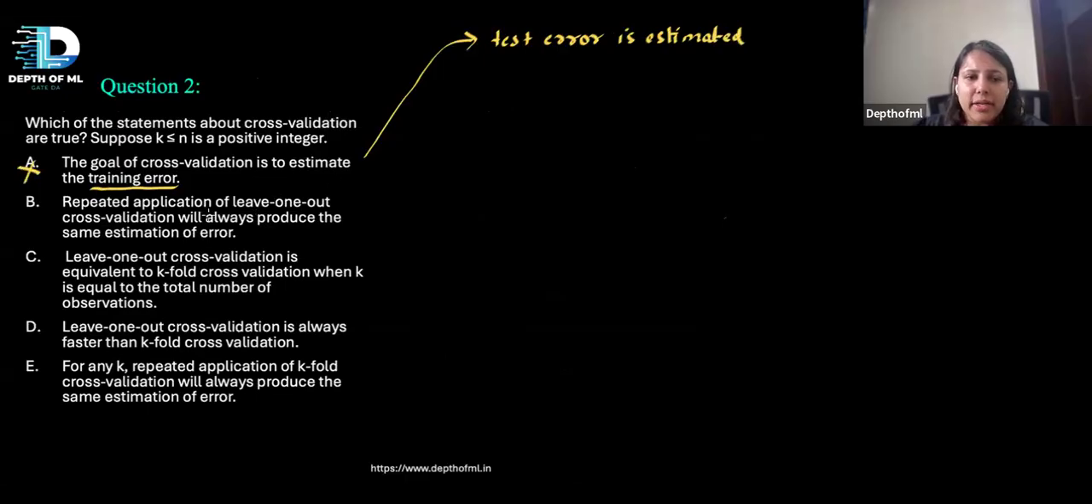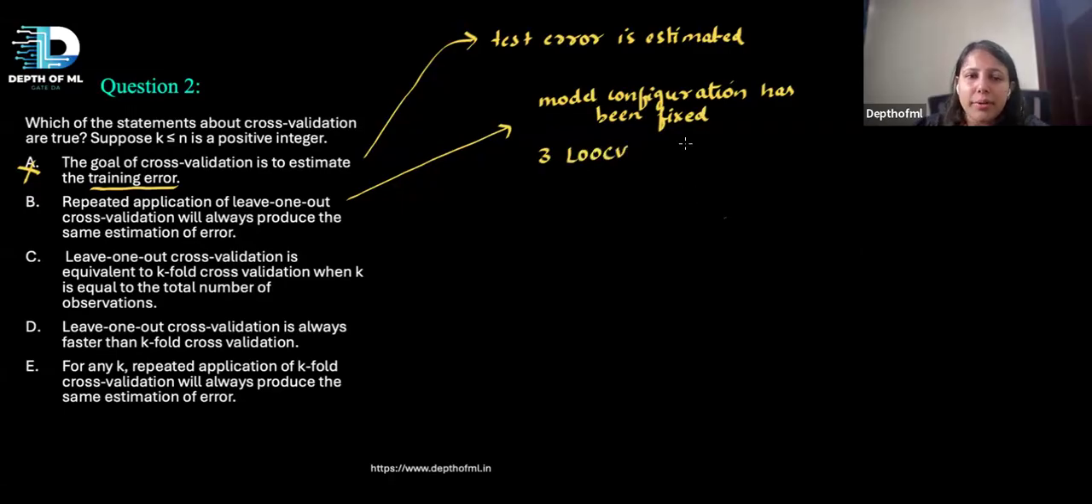Repeated application of leave one out cross validation will always produce the same estimation of the error. So what is the meaning of repeated application? Suppose that I have a model configuration that I've fixed. Now I am doing leave one out cross validation multiple times on that. Like I have taken, suppose there are 5 data points. So this same model configuration has been fixed. Now what you're doing is you are doing say 3 leave one out cross validations. Do you think the performance estimate that it gives will be same for every run? Every time I do leave one out cross validation? Yes, no.